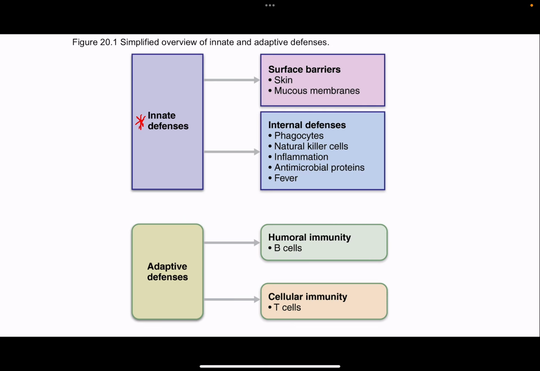So your first line of defense is going to be your surface barriers. So this is going to be your skin and your mucous membranes, the things that are on the immediate outside of your body. Your skin and your mucous membranes line any entryway into the body. So your digestive tract, your respiratory tract, your reproductive tract are all lined with mucous membranes to be able to trap any bacteria, viruses, or any foreign invaders that may come into those entryways.